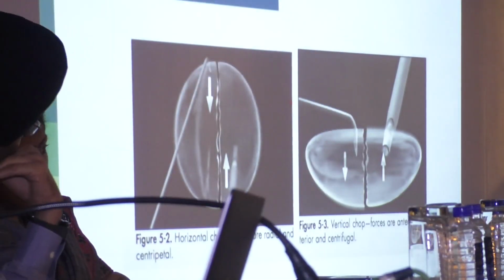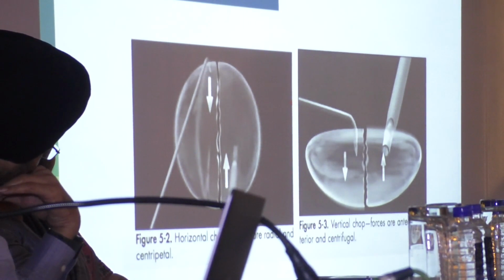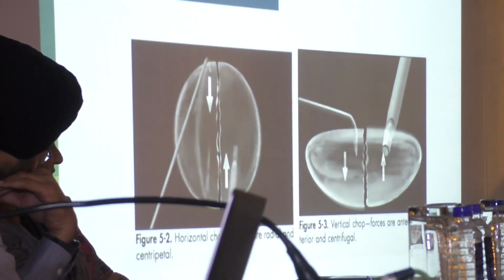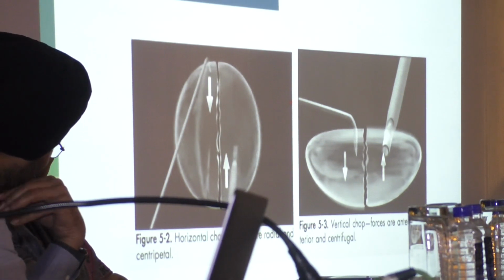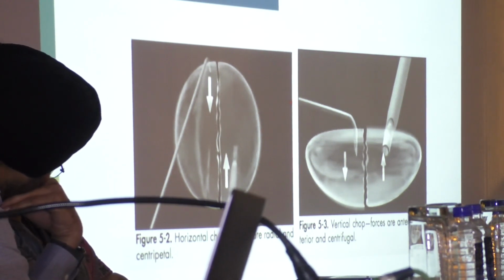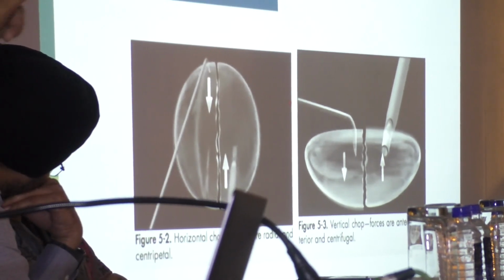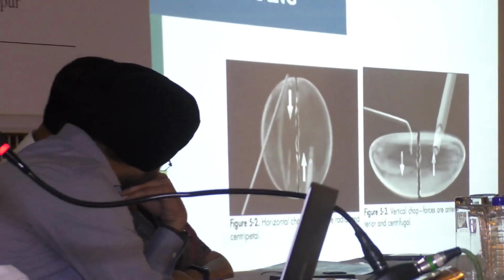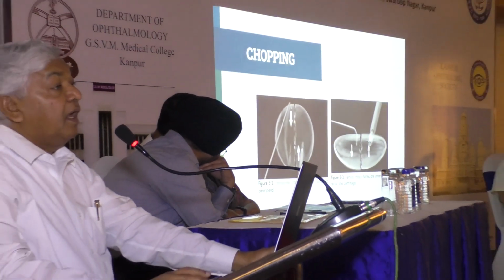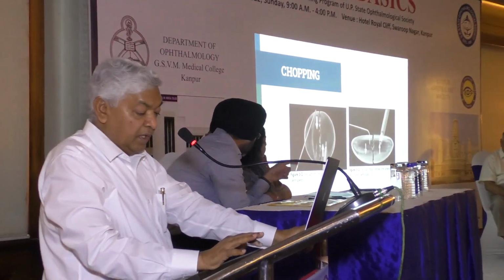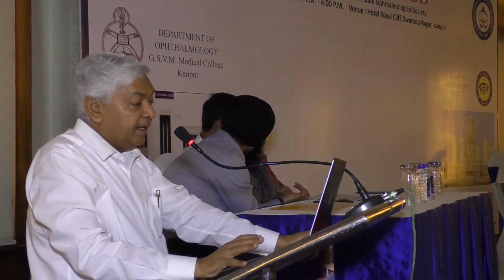And then the chopping: there are two types of chopping. One is vertical chopping, another is horizontal chopping. I will show. Vertical chopping, you know, is better. In horizontal chopping, you have to go under from the periphery, and you have to pull it. So sometimes the capsule may come, or a rent may take place. So vertical chopping is better, but it requires some expertise.